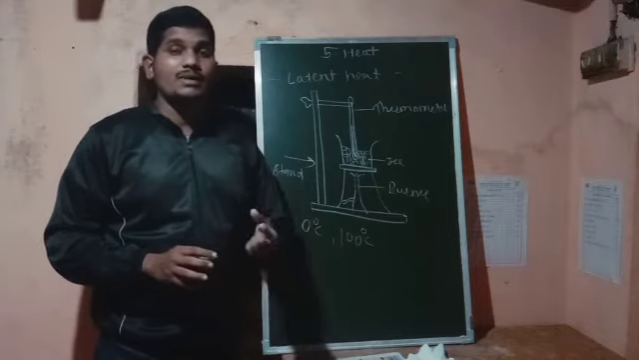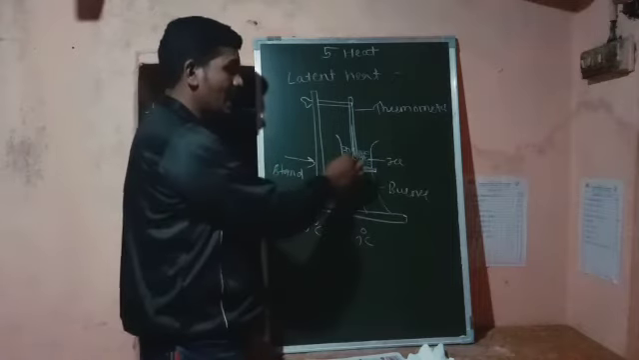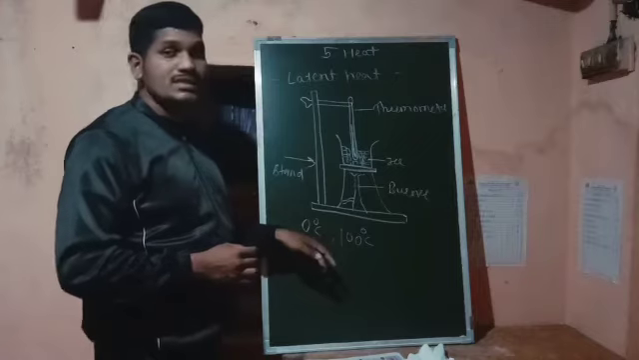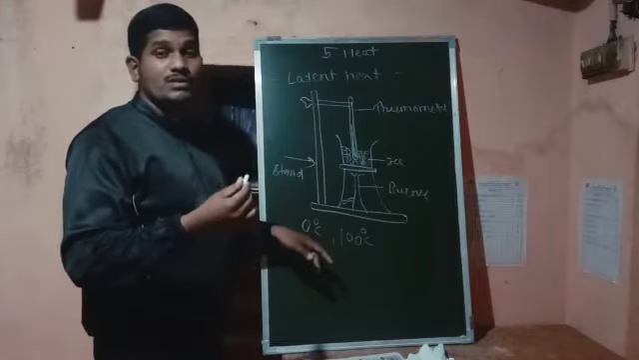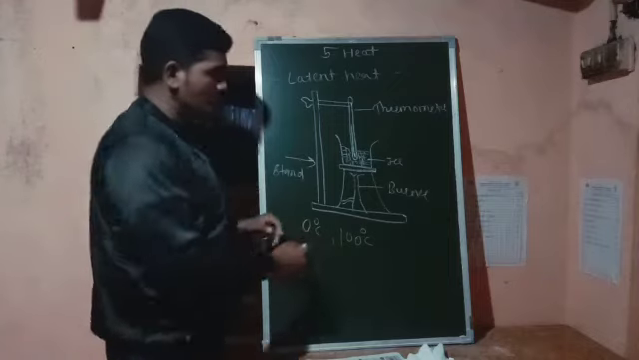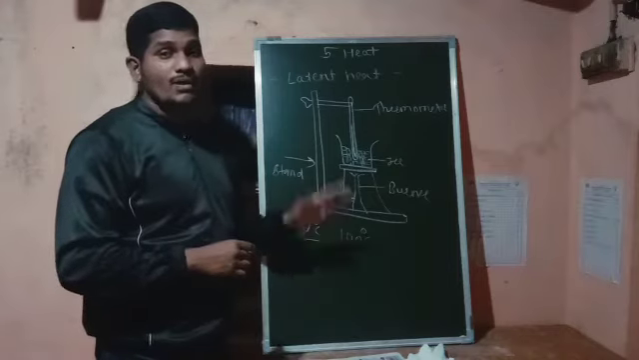After that, when the bonds become weaker, there will be a phase change, and the ice will convert into water at 0 degree Celsius. When it was ice, it was below 0 degree Celsius, and when the temperature reached 0 degree Celsius, the ice cube was converted into water.